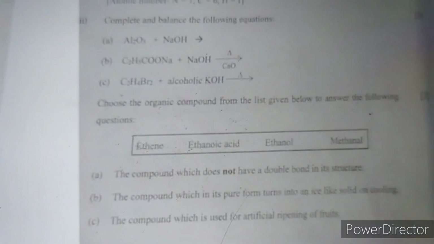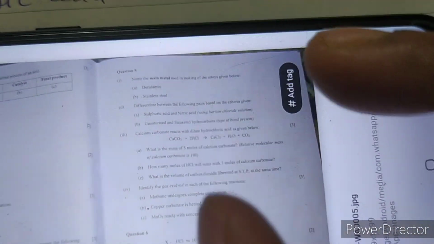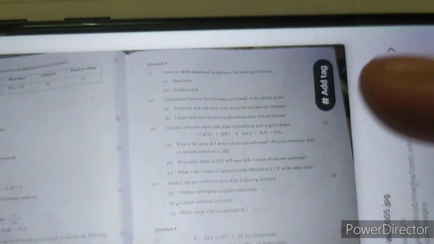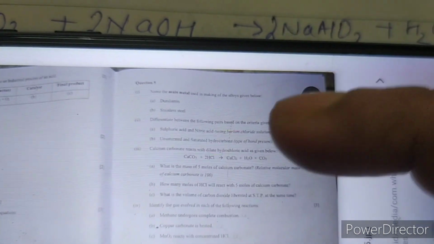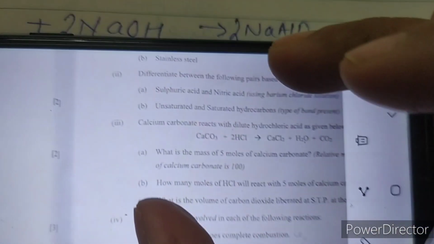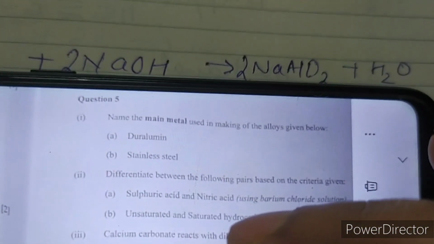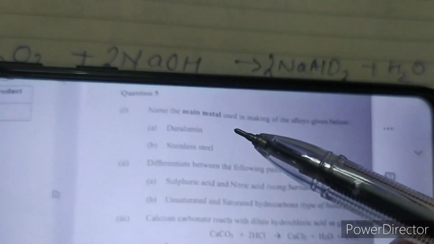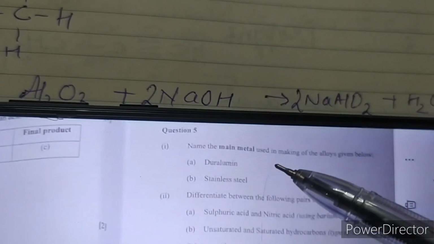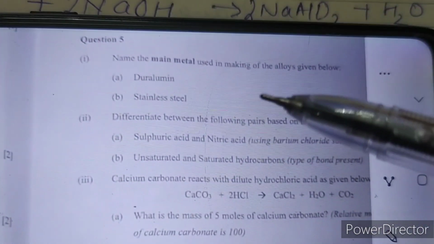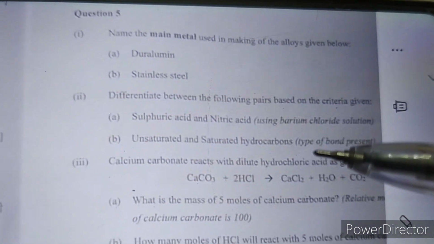Next question is answer number 5. First part is name the main metal in the following alloys. So duralumin is an alloy of aluminium with magnesium, and stainless steel is an alloy of iron. Next you have to differentiate.